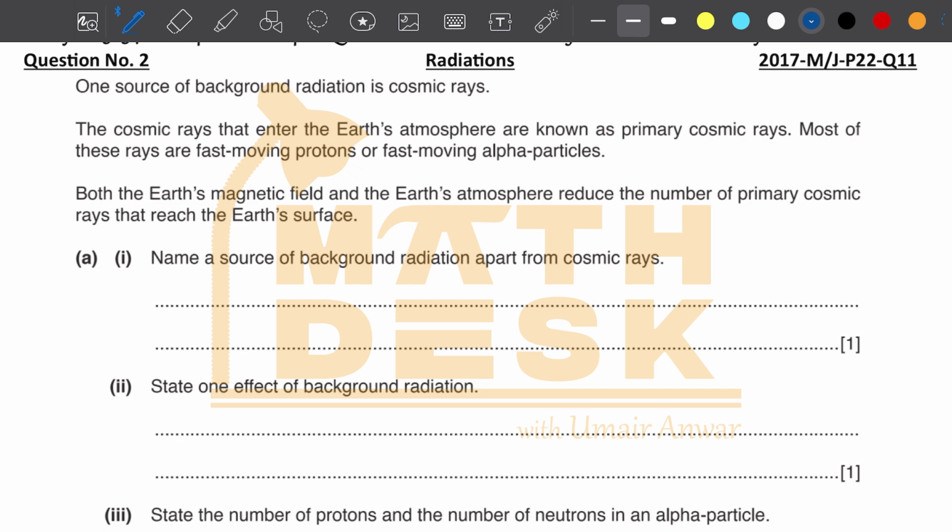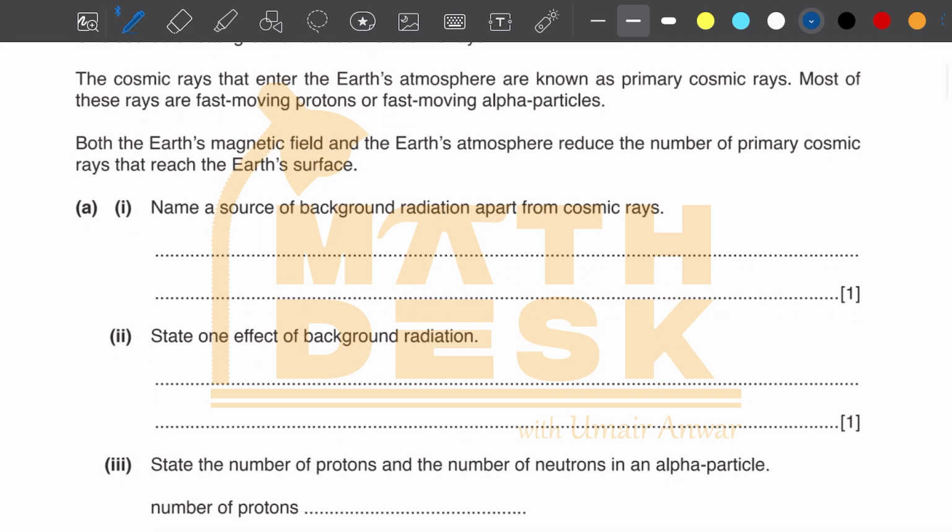Question says one source of background radiation is cosmic rays. The cosmic rays that enter the Earth's atmosphere are known as primary cosmic rays. Most of these rays are fast-moving protons or fast-moving alpha particles. Both the Earth's magnetic field and the Earth's atmosphere reduce the number of primary cosmic rays that reach the Earth's surface. Name a source of background radiation apart from cosmic rays.